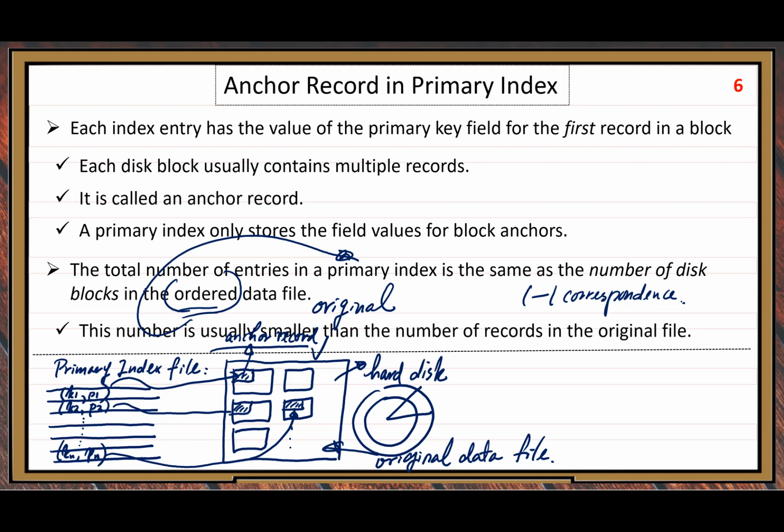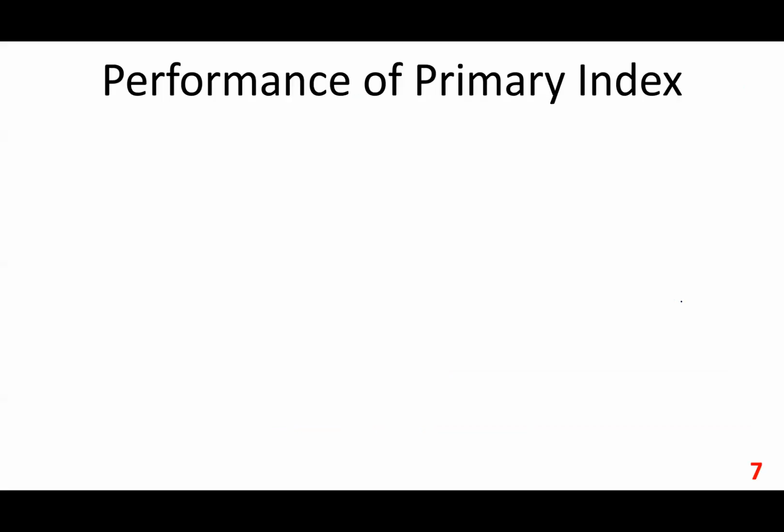And later we will do a lot of computation. With all the numbers, record size, and a lot of information given, we need to do calculation. After we understand these basic concepts, we need to do calculation. Here, performance of the primary index: we need to calculate how many comparisons we need to do before we can find the target record.